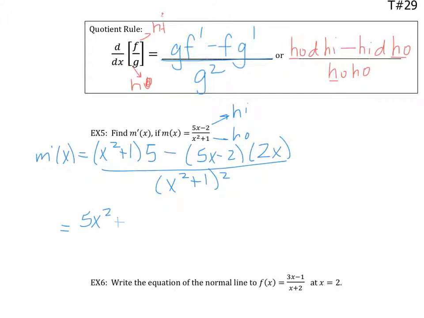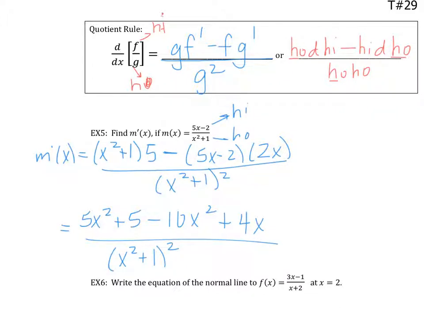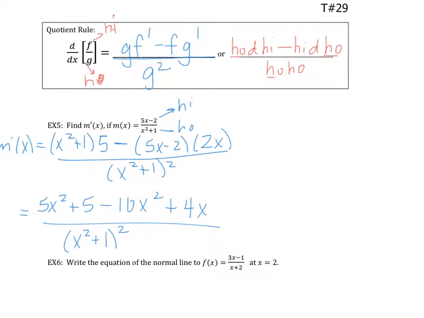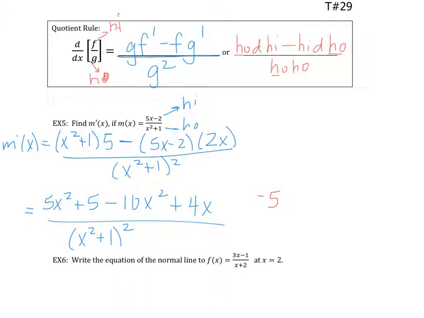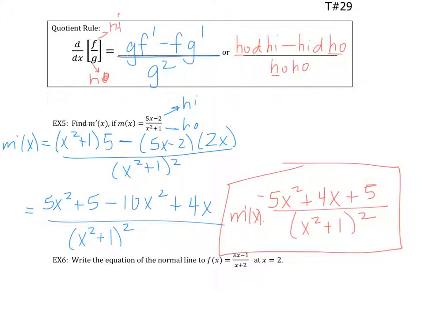So 5x squared plus 5. Be careful. I do have a negative right here, so I'm going to think about distributing a negative 2x, so I remember to distribute to both. So that would be minus 10x squared plus 4x, all over this. And so my final answer, if I just clean that up one more step, my derivative ends up being, what do I got? Negative 5x squared, I have 4x and 5 over x squared plus 1 squared, and this is m prime of x. So here's my derivative. So it's just a little memorization and some algebra skills.